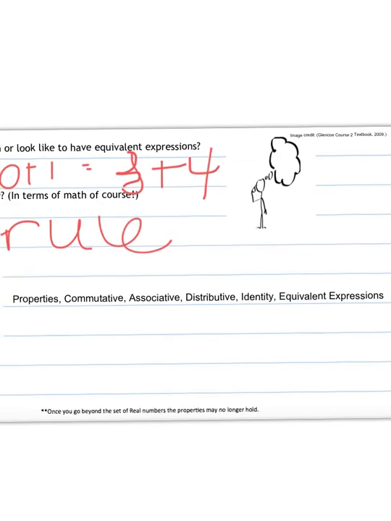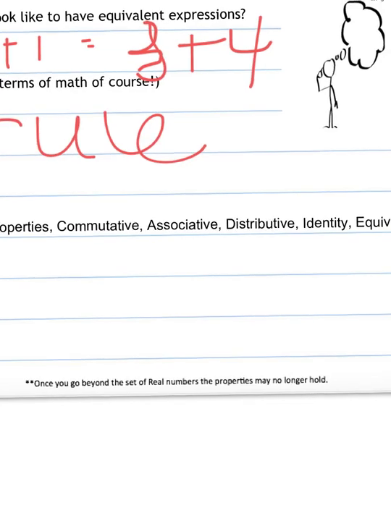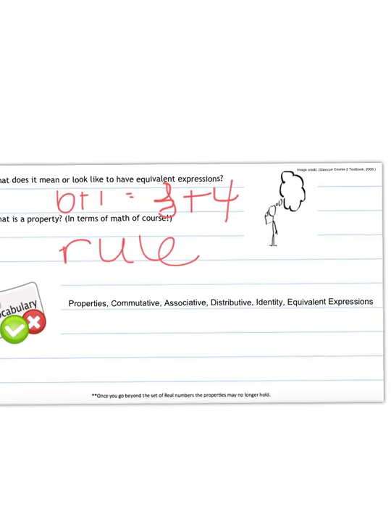Now there's a little note down here. It says once you go beyond the set of real numbers, the properties may no longer hold true. Okay, just something to note. We're not going to worry about that right now.